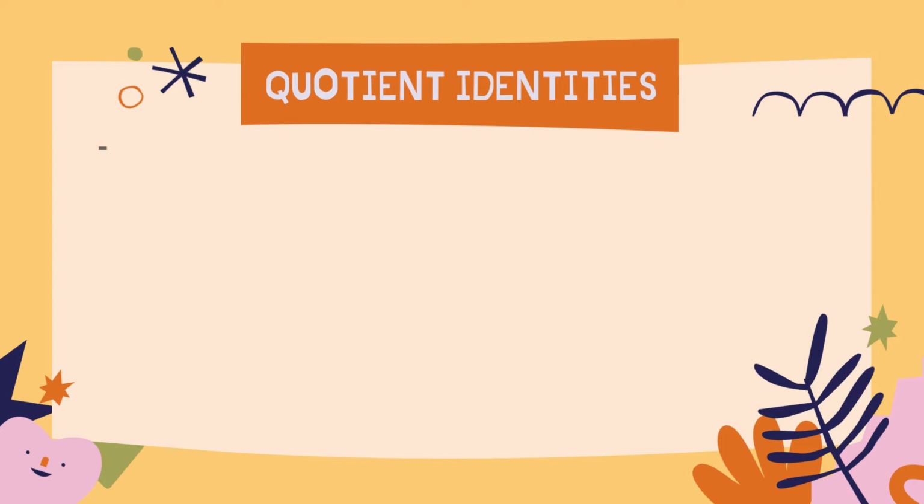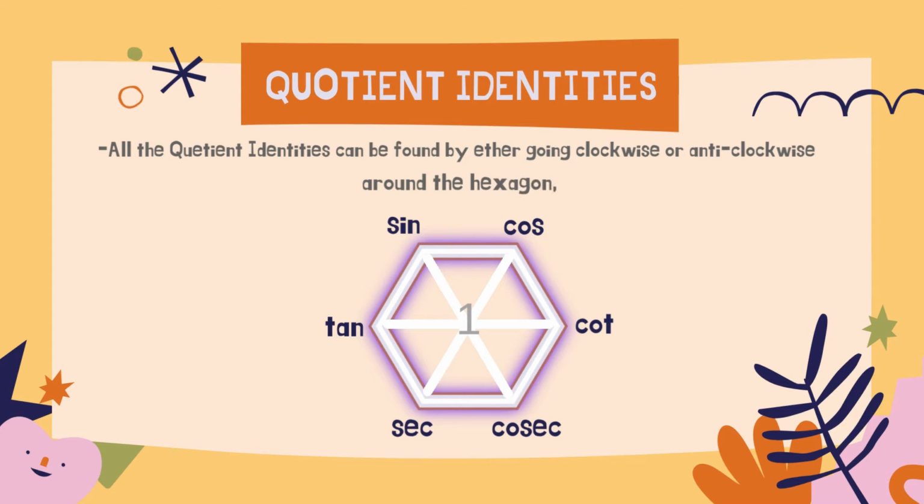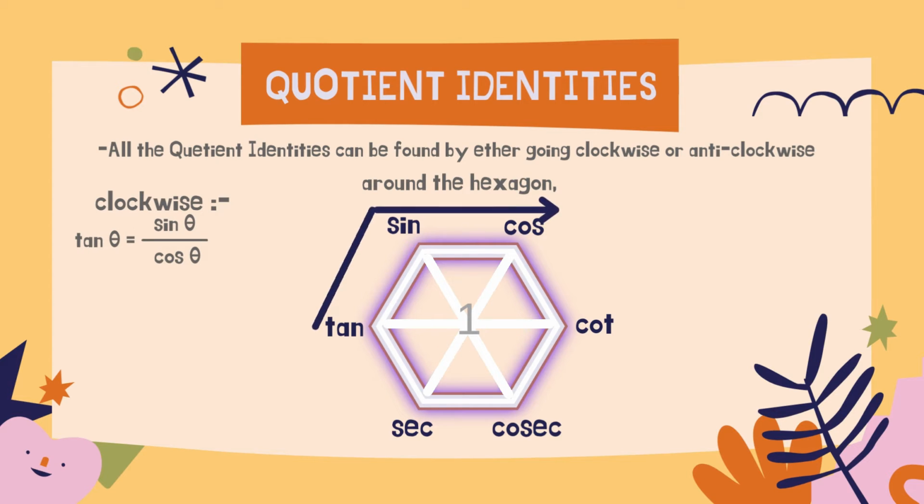Moving on to quotient identities. All the quotient identities can be found by going either clockwise or anti-clockwise around the hexagon. For example, for the clockwise, starting from tan moving in a clockwise direction to cos, the formula will be tan equals sine over cos. From sine moving to cot is sine equals cos over cot.